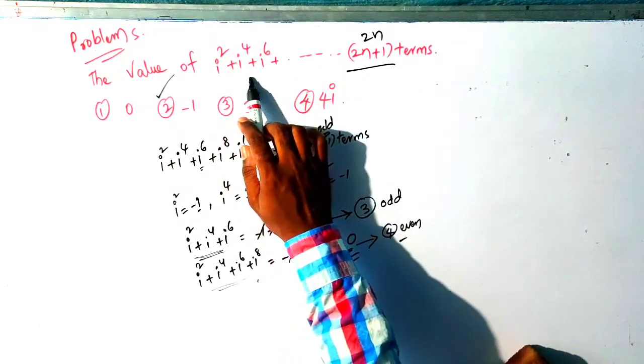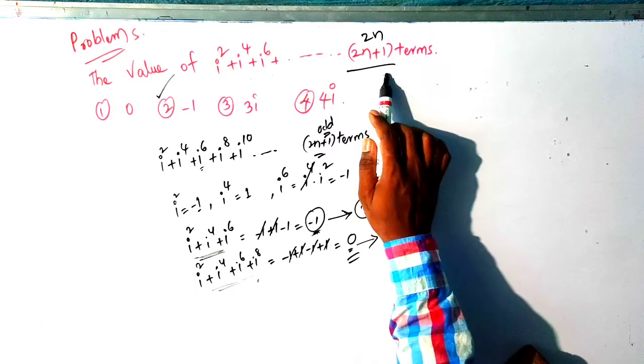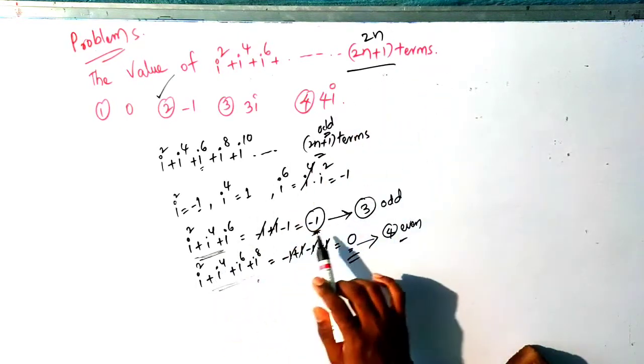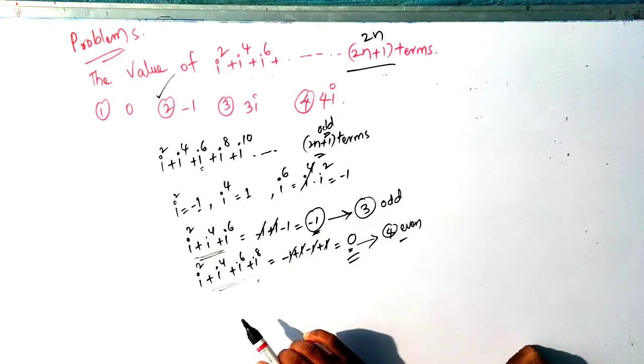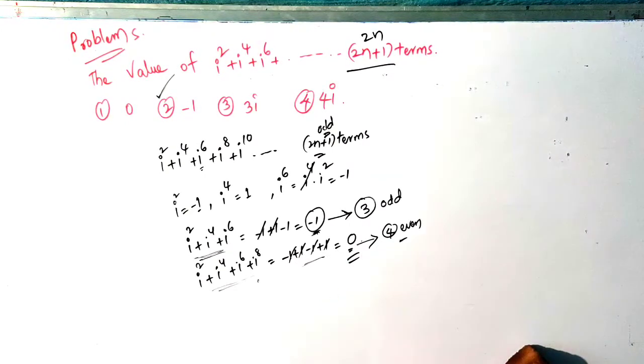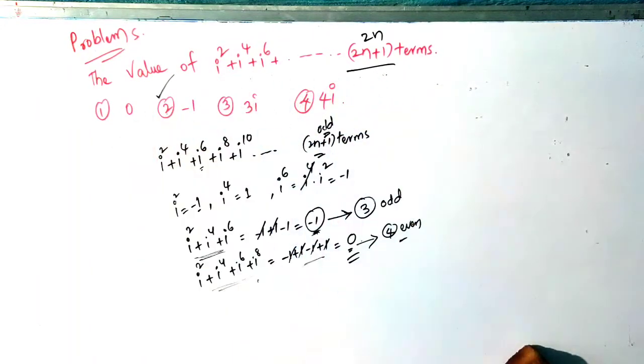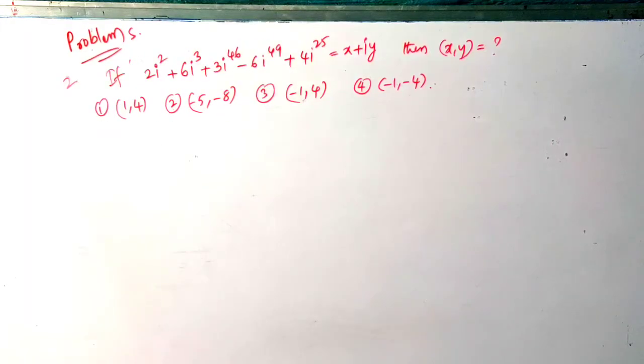Suppose i square plus i power of 4 plus i power of 6 up to so on 2n plus 1 terms, an odd number of terms, are given here. Then what do we get here? We get -1. Suppose an even number of terms are given here. Then what do we get? We get 0. Clear? So for this problem, option number 2 is the answer, that is -1. Clear? So next, second problem.